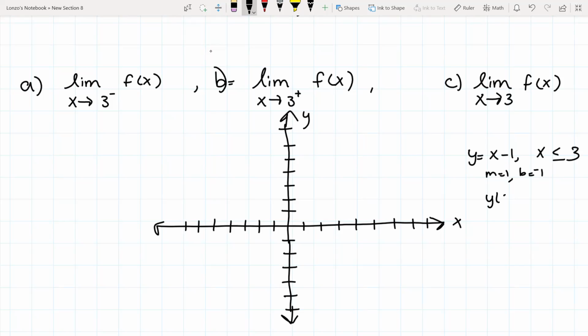So y of 3 would be 3 minus 1, that would be 2. So when you plug x equals 3 into this function, you get a coordinate of (3, 2). That's important too, so let's plot that point. (3, 2) is right here. And because this is a less than or equal to, we're going to use a solid circle.